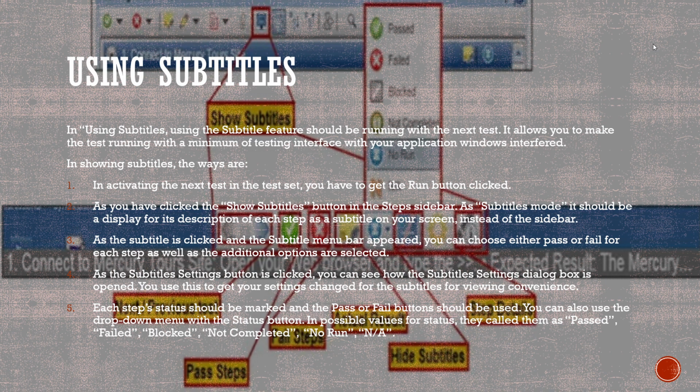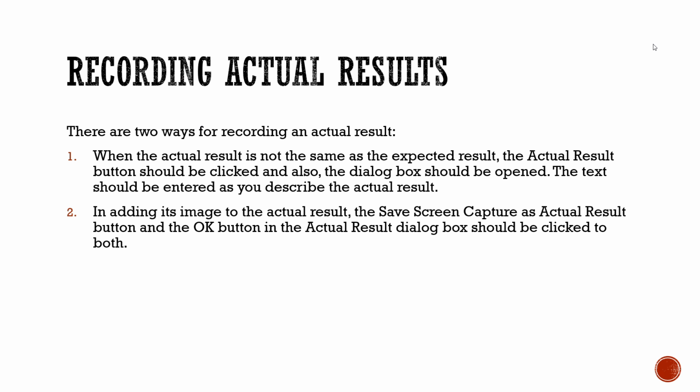Each step status should be marked and the pass or fail buttons should be used. You can also use the drop-down menu with the status button. The possible values for status are passed, failed, blocked, not completed, no run, or not available, or n/a. Recording actual results. There are two ways for recording an actual result.